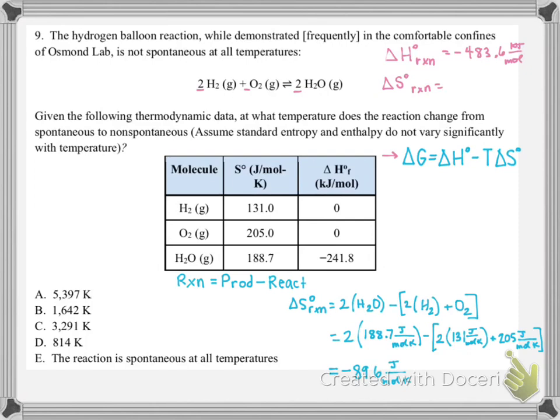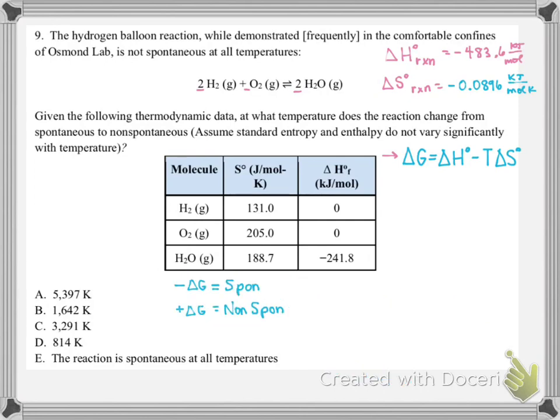So I'm going to make note of this number up above also, but when I do that, I'm going to convert it to kilojoules because we need our units of energy to match in all of our terms. So this will become negative 0.0896 kilojoules per mole Kelvin. Okay, so we have our delta H and delta S values for our reaction, which is the first step to solving this problem.